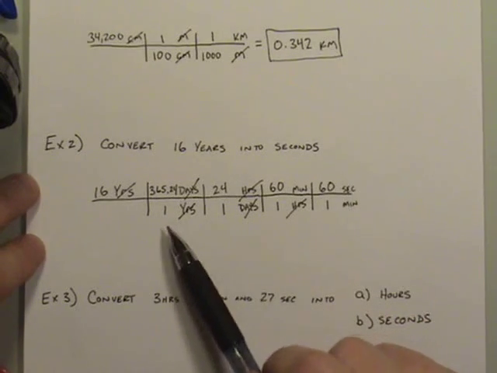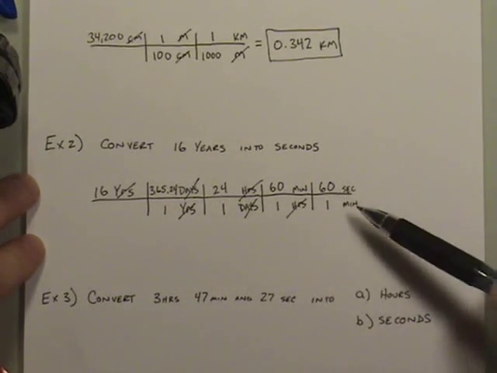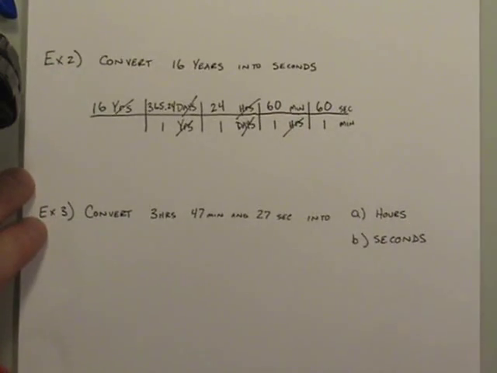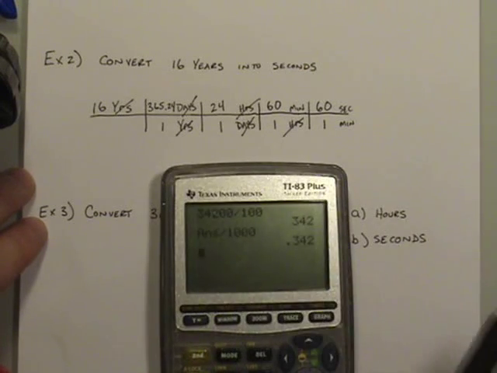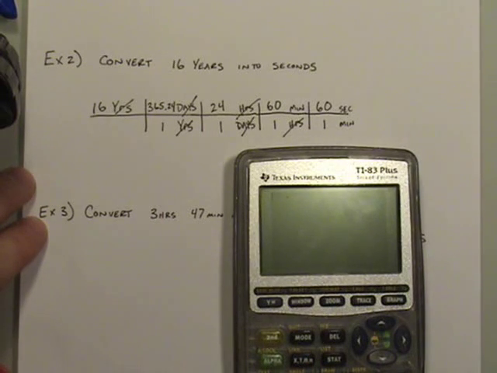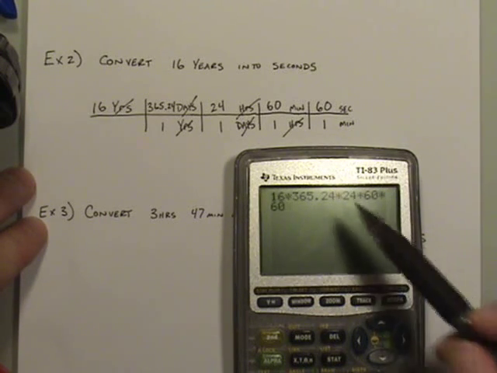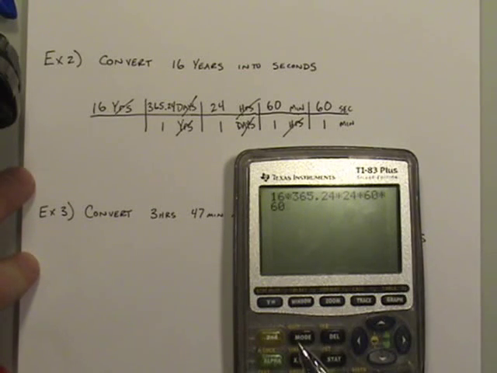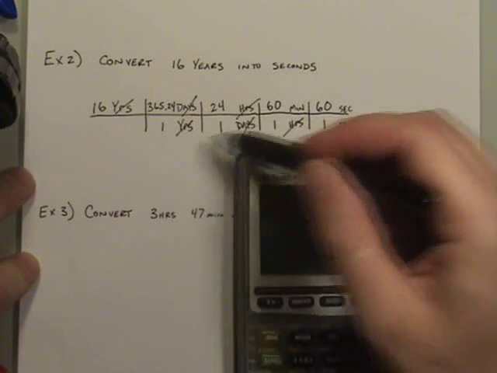Now this one's a little bit easier because all of the numbers on the bottom are ones, so I don't really have to worry about any of the division on the bottom because it's not going to produce any change in the original number. So let's start with 16. We need to multiply that by 365.24 times 24 times 60 times 60. There's no problem with doing all of this at once because of course multiplication makes no difference the order. Division, it does make a difference how you divide things on the bottom.